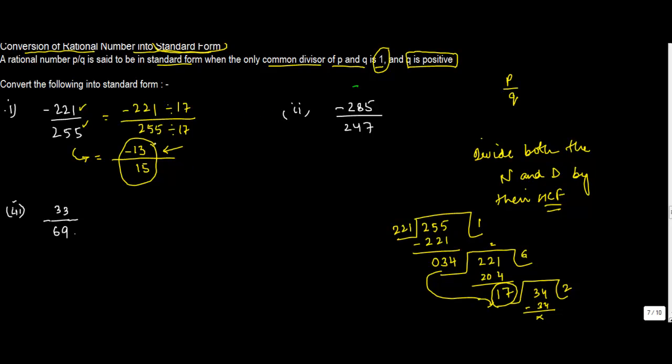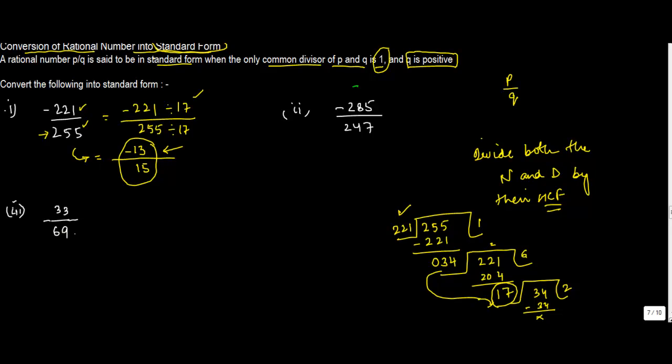So just to repeat the procedure, simple one. First, convert the denominator into positive. Take the HCF of the numerator and the denominator, which we calculated here. Divide both the numerator and the denominator by the HCF. The resulting fraction is going to be the standard form of a rational number.